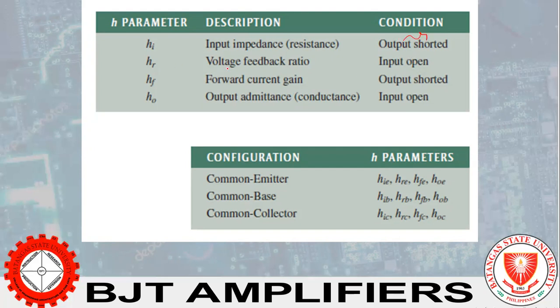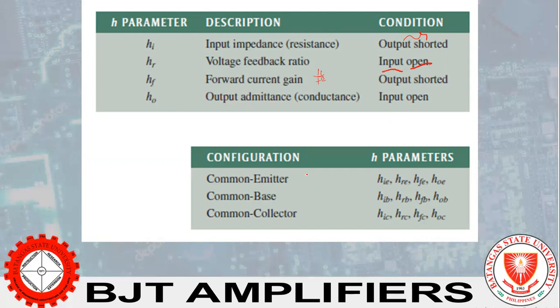So yung HR natin, voltage feedback ratio, so usually input niya ay ino-open natin. So HF, forward current gain or yung IC over IE natin, di ba? So output shorted siya. And HO, output admittance or conductance, input open din siya.